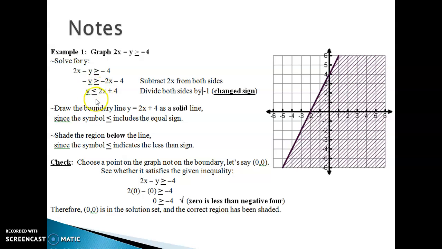All right, so Alex, are you there? Looking at my inequality symbol, Alex, this is a solid line. Why is it a solid line?